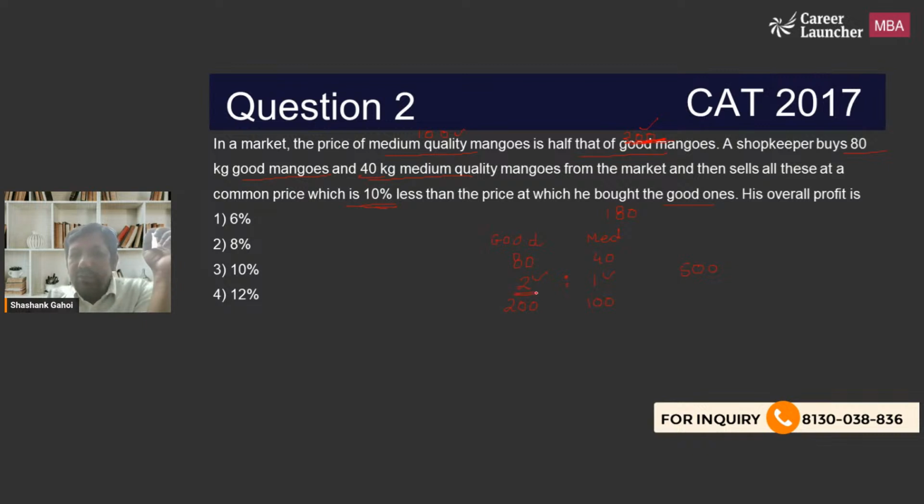Now, how many kg of mangoes does he have? 2 plus 1, 3 kgs, and he is selling it at 180. So the total sale price is going to be 180 into 3, that is equal to 540. So he bought it at 500, he sold it at 540. So what is the profit amount he got? 40 rupees. What is the cost price? That is 500. So 40 upon 500 into 100 comes out to be 8%. So his profit percent comes out to be 8%. So the answer of this question is going to be option 2, that is 8%. Now let's move on to the next one.